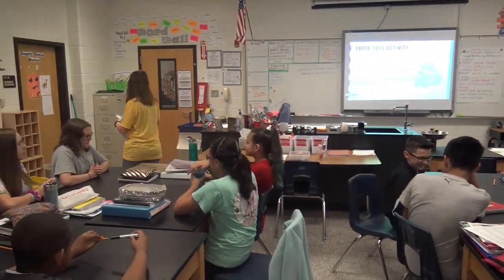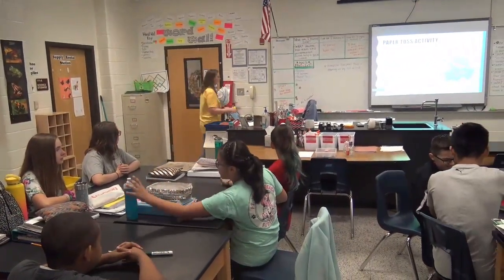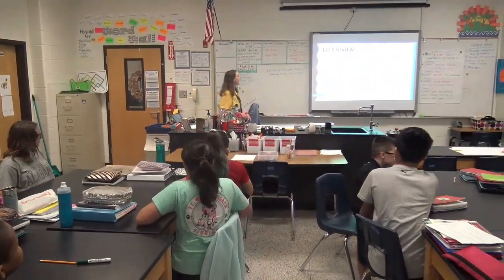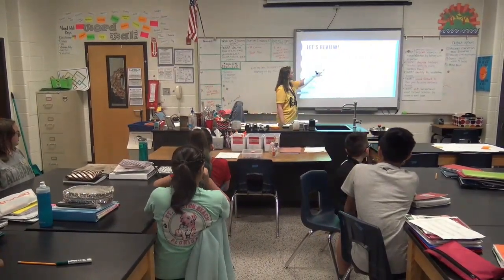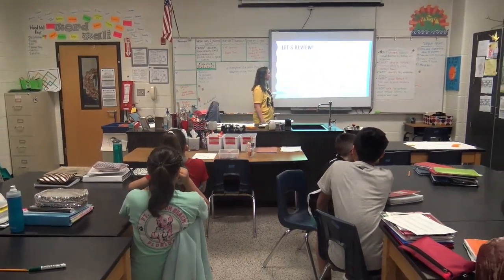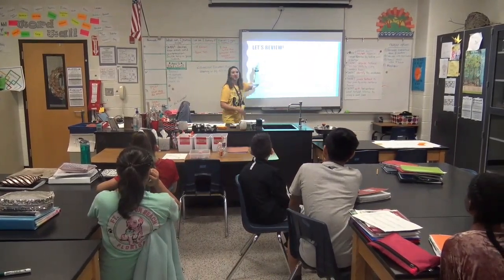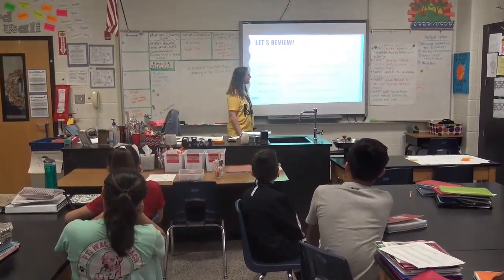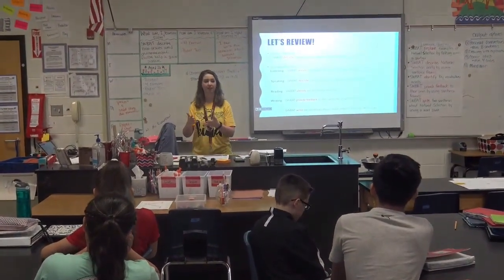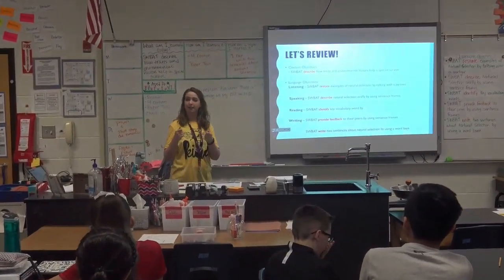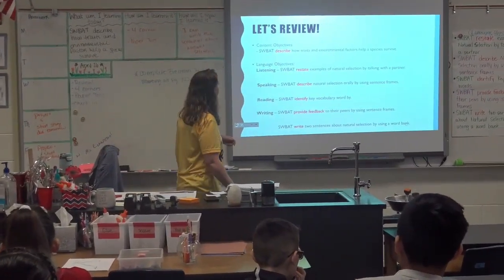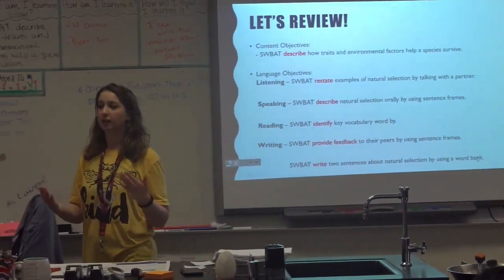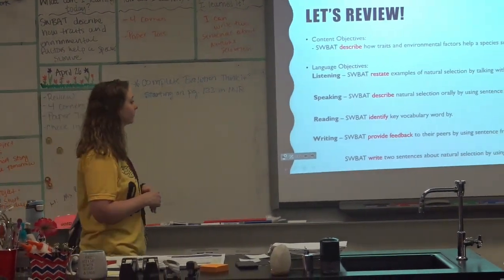And now let's take a look at what we have accomplished today. Okay, so let's review. Today we described how traits and environmental factors help a species survive. Remember, describe is kind of like explaining. We restated examples of natural selection by talking with a partner. That's what we did with our paper toss activity, where somebody read a sentence out loud and the other person repeated it back. We described natural selection orally by using sentence frames. We've been doing that throughout with our Think, Pair, Share.